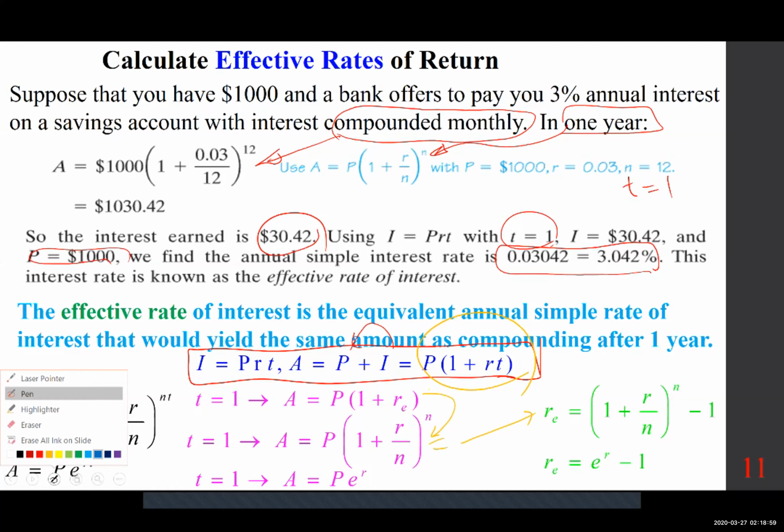I want you to set this one also equal to this one. By that, I mean the right side. The P drops and you see R effective is e to the power of R minus 1. So for now, we're going to use those. And I suggest you try that. It takes a second to finish the job.